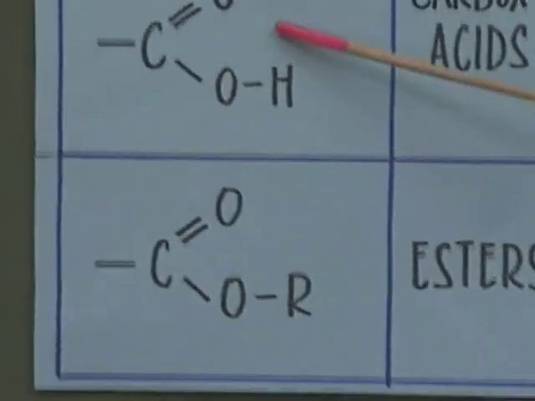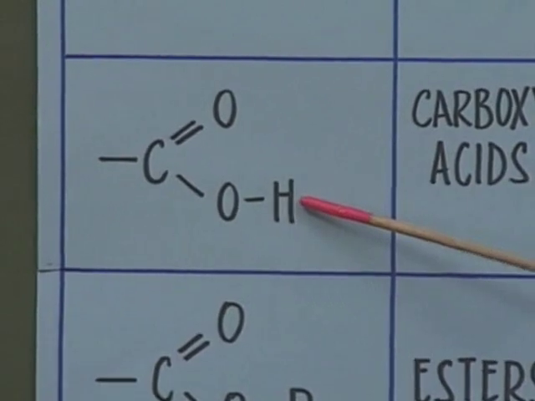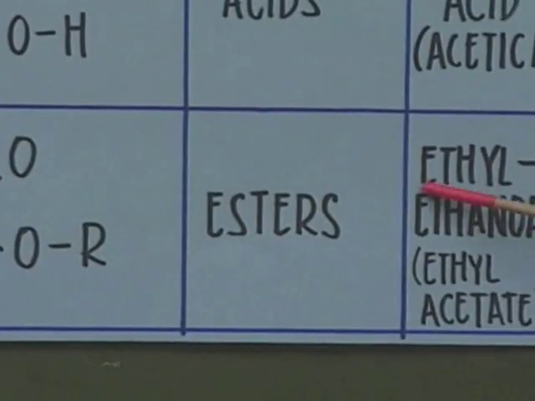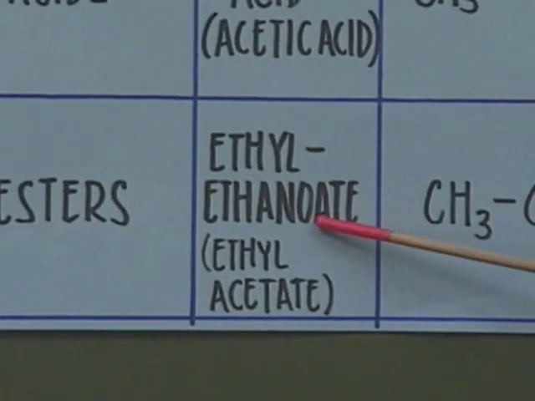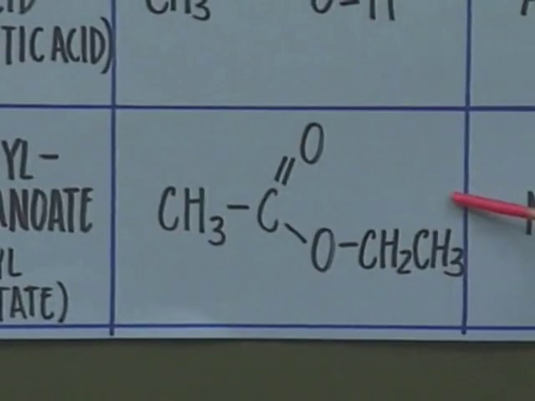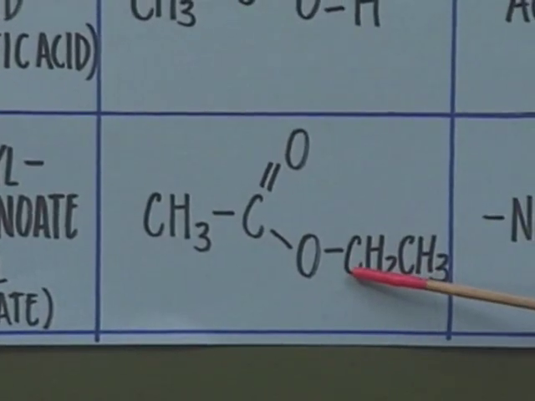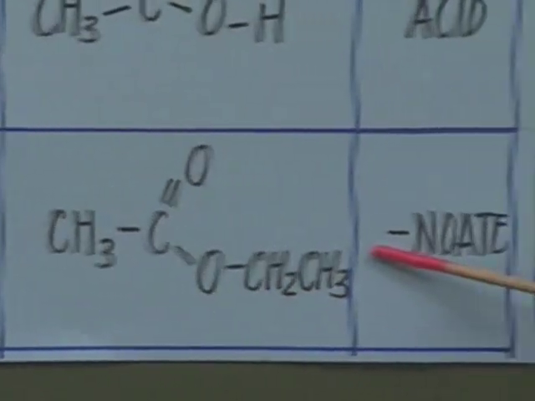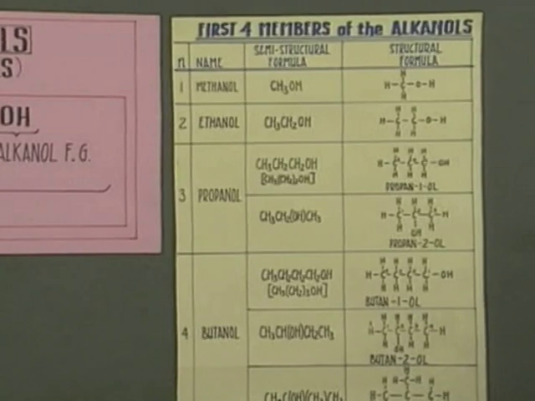And finally, if the hydrogen atom from the carboxylic acid functional group is displaced by an alkyl radical, we get the esters, like ethyl ethanoate, commonly known as ethyl acetate. Can you see here we have an ethyl radical displacing the hydrogen atom in ethanoic acid. And now the name ends in -ate.